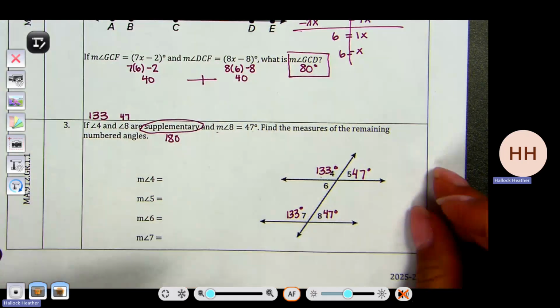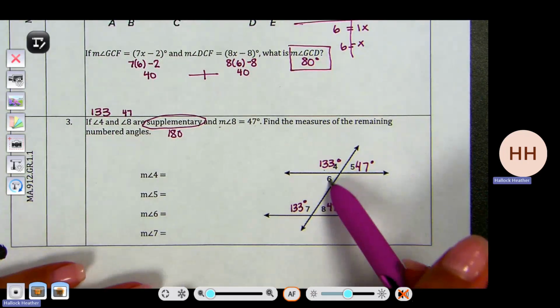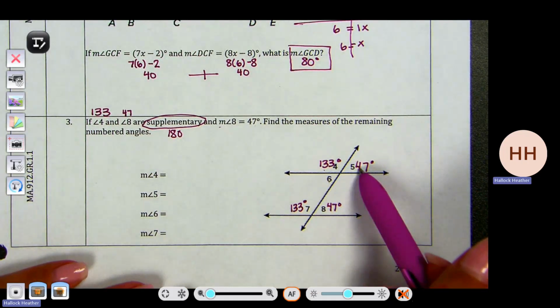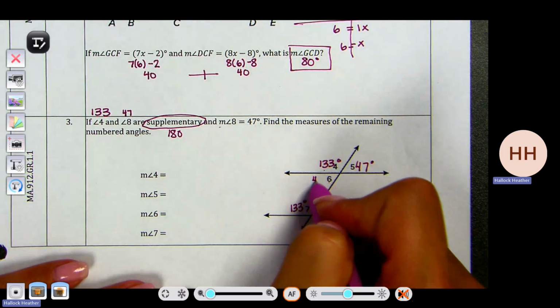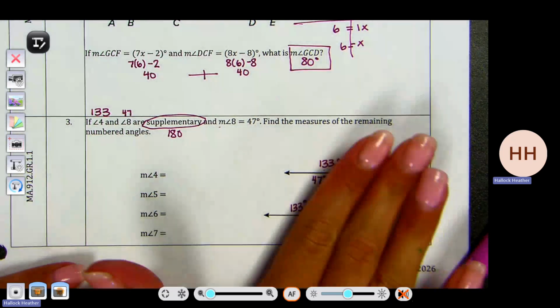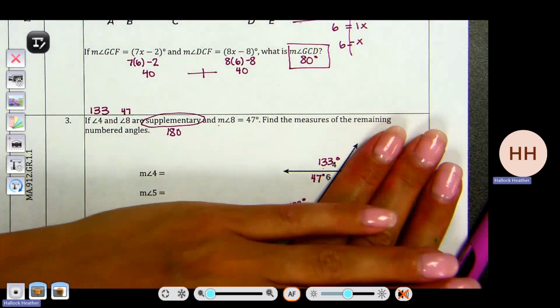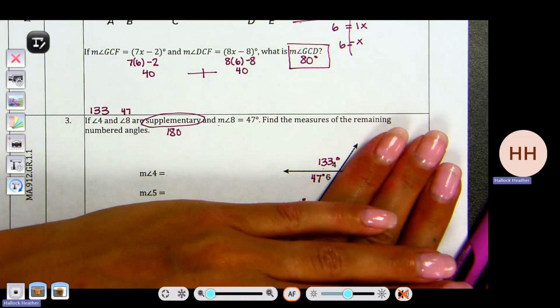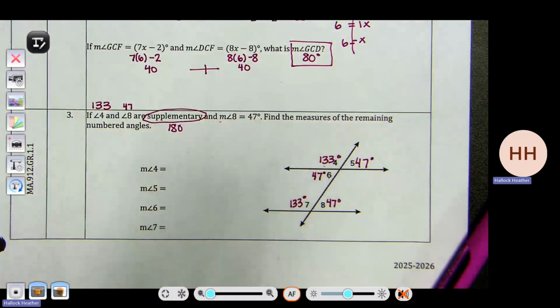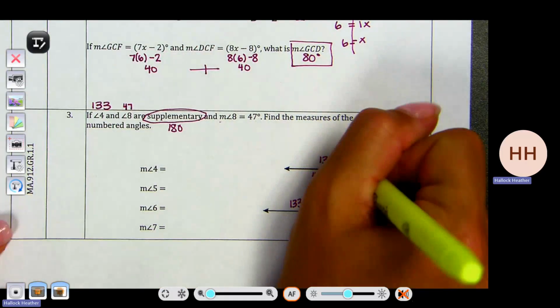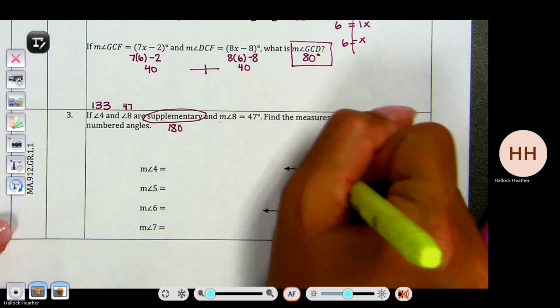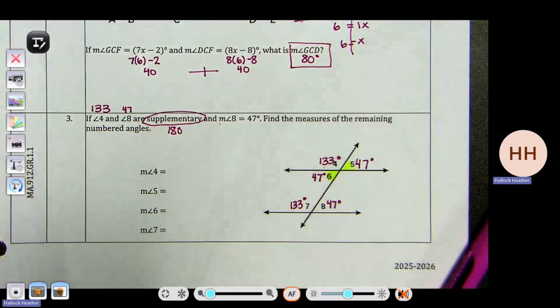The only one that's a little difficult is number 6. You have to decide, is it 133 or is it 47? It's 47. The reason why is because if I look, those two together sideways make a straight line, so they're supplementary. Or you can think 5 and 6 are vertical angles. Vertical angles are crossing each other in an intersection. They are congruent to each other.